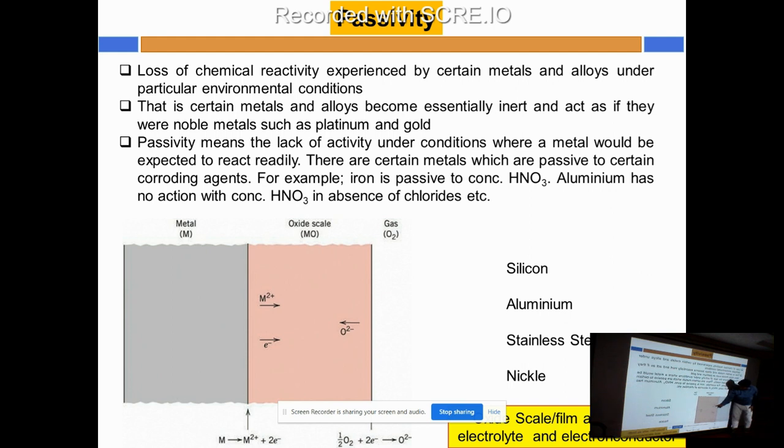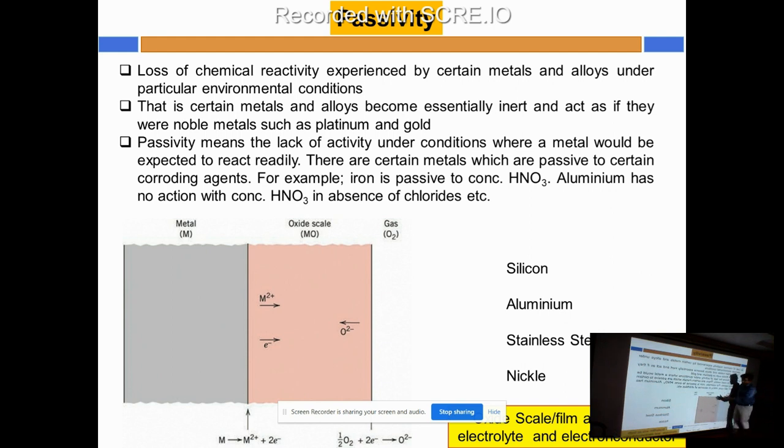M2+ will go into solution, and electrons which are on the surface are looking for ions to react. Whenever an H+ ion is there, this electron will be taken by the H+ to form H2. We discussed the polarization concept yesterday. So electrons are residing, and M2+ wants to go into solution. Now let us assume an oxide layer is formed.